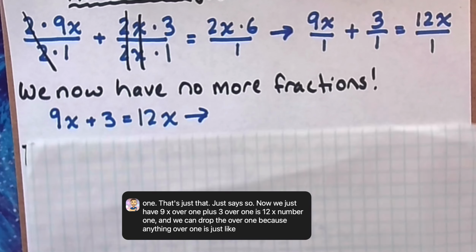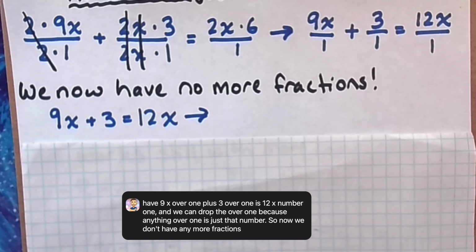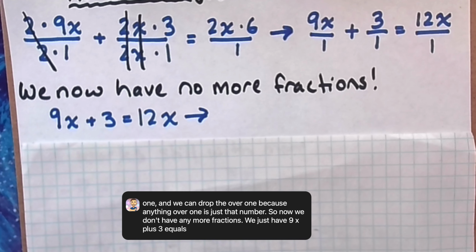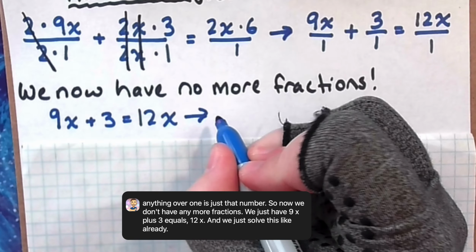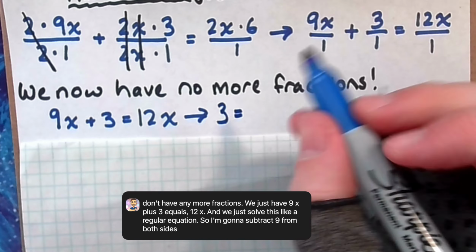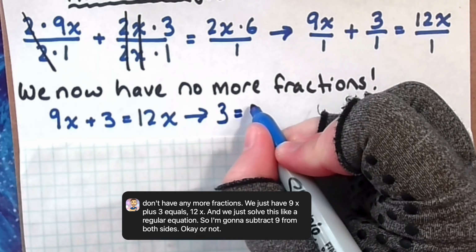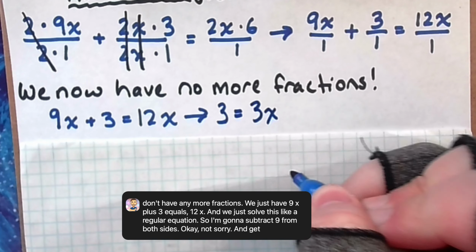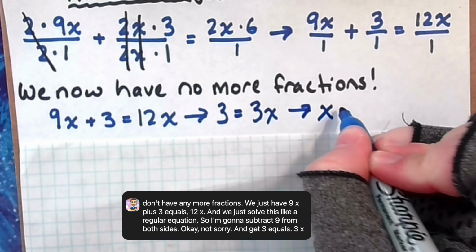So now we don't have any more fractions. We just have 9x plus 3 equals 12x. And we just solve this like a regular equation. So I'm going to subtract 9x from both sides, and get 3 equals 3x, which means x equals 1.